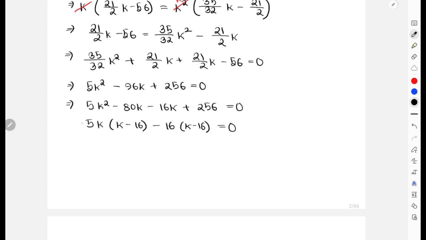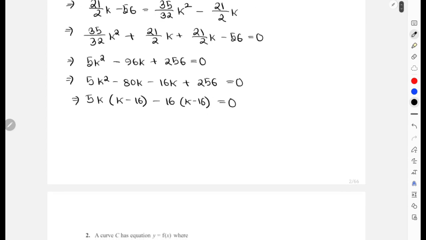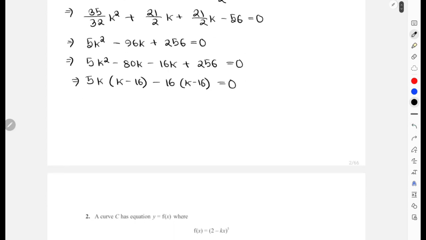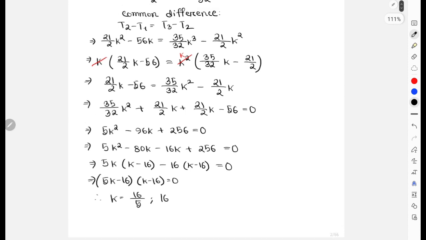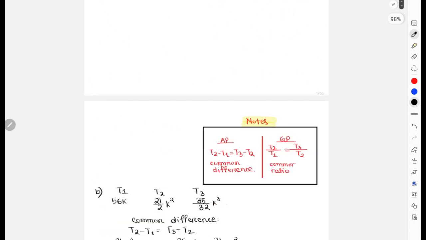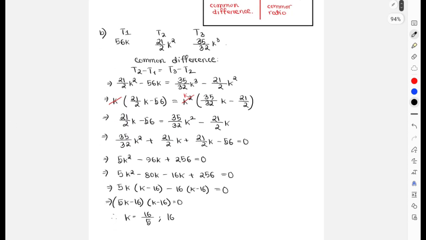Obviously in your P2 also you have to show this middle term process, by the way, so you cannot escape that. In that case, you're going to get 5k minus 16 and k minus 16. From this part, you're going to get the two values of k as 16 over 5 or just 16, right? If I zoom out, this is how you're supposed to approach this type of question with arithmetic progressions or geometric progressions.